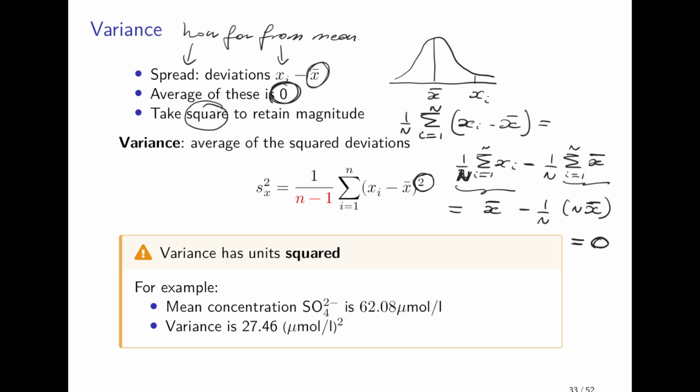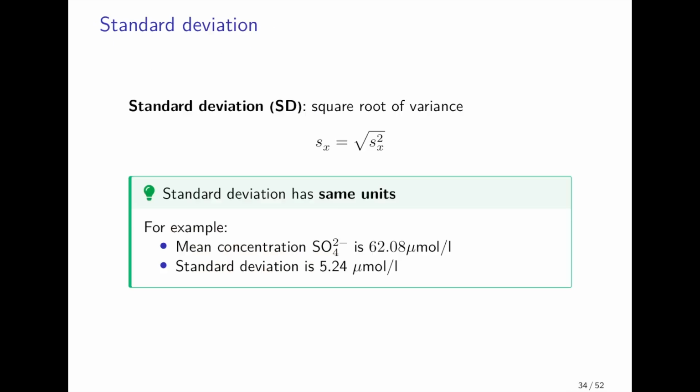There's one important disadvantage that's easy to remedy. The disadvantage is you have to take into account the variance has units squared. So if your original quantity is in micromolars per liter, your variance will be in micromolars per liter squared. That makes it relatively hard to interpret what the variance means. So what are we going to do to fix that? We're going to take the square root again of the variance. That gives us the standard deviation, which now has the same units as the original observation.